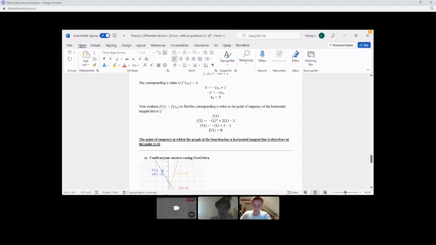So we can conclude that the point of tangency at which the graph of the function has a horizontal tangent line is therefore at the point, or ordered pair, (1, 0).